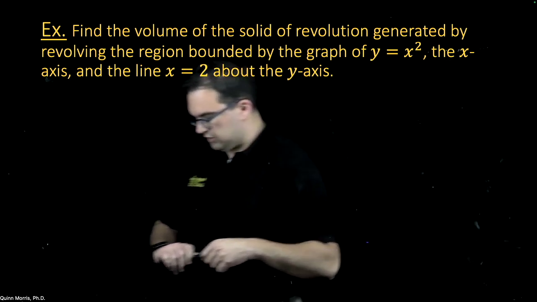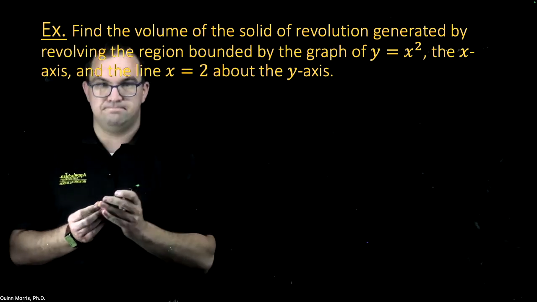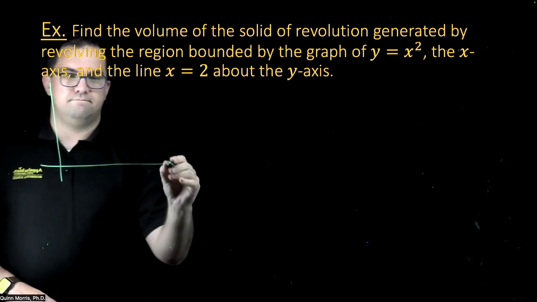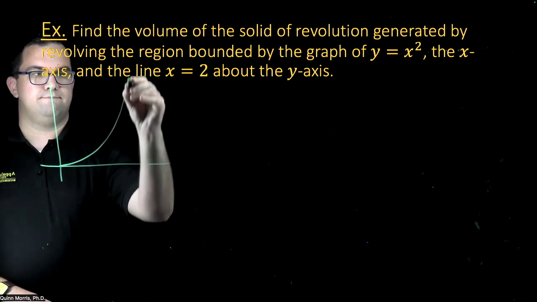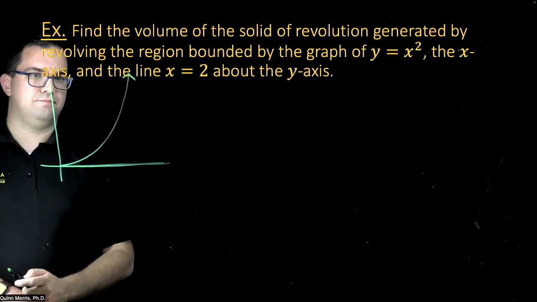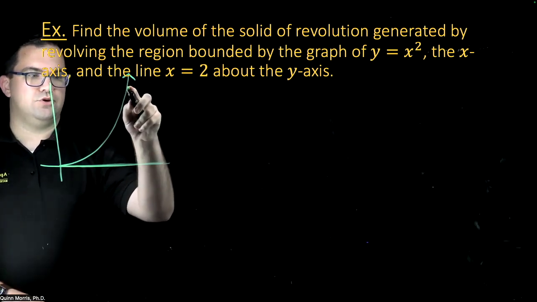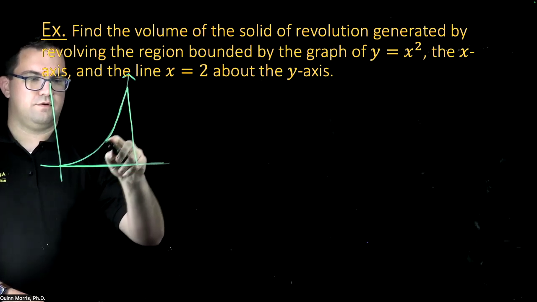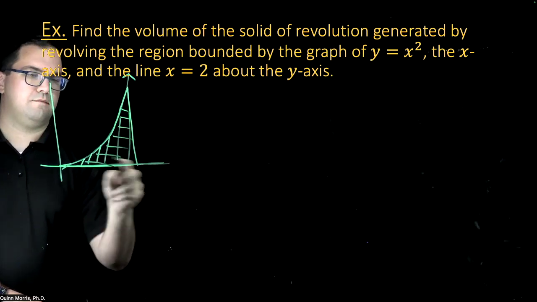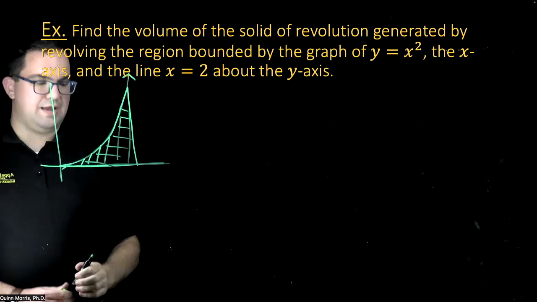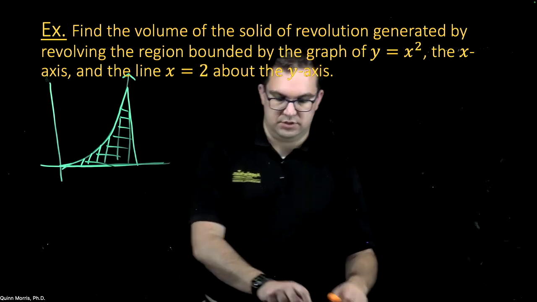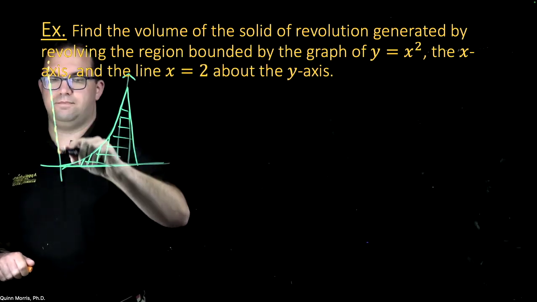So again, we're first going to start by sketching our region. Our region here, we're going to have y is equal to x squared, the x-axis, so again, that's this piece down here, and the line x is equal to 2. Our region is going to be this. And now we're going to rotate about the y-axis. So now our axis of rotation will be this y-axis here.